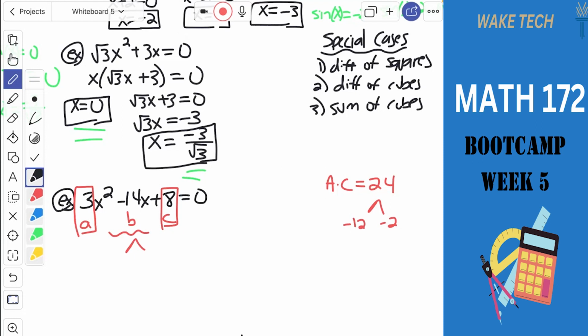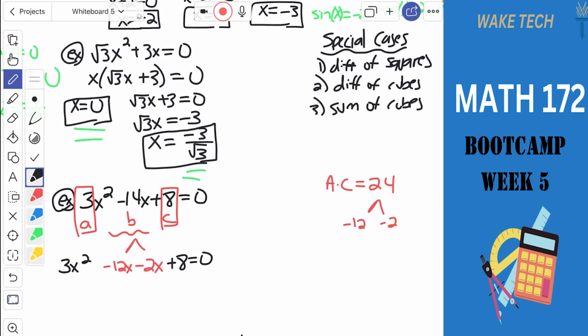What we do with this is we separate that negative 14x into negative 12x minus 2x. I'm going to keep the 3x squared the same and the 8 the same. So we're essentially done with the AC, the new stuff here. There's more to do. It's not factored, obviously, but the next step is kind of a repeat of one of our earlier ideas.